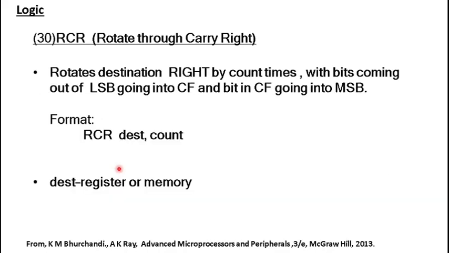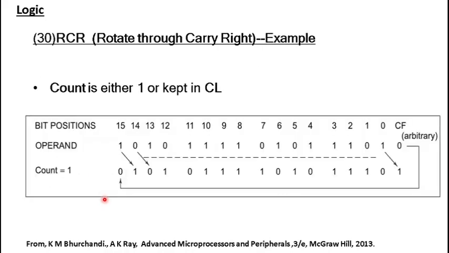The format of RCR is this. We will specify destination and the count. Destination, as usual, should be a register or memory, and the count is either immediate value 1 or for other immediates it can be kept in CL register.